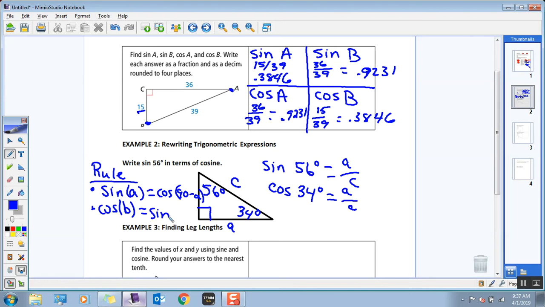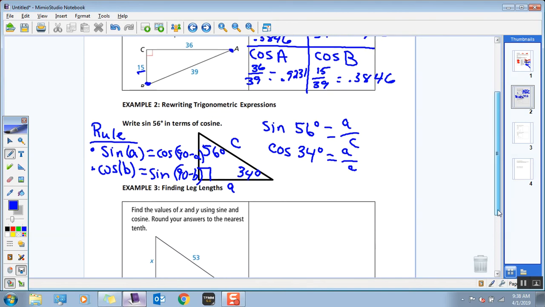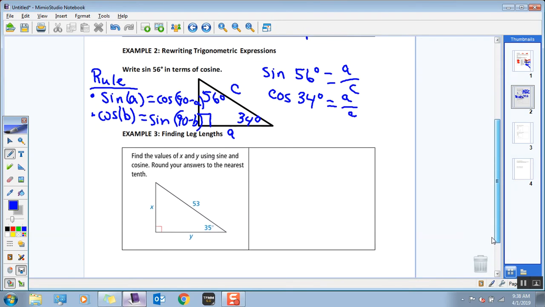90 minus what? All right, so I think you get that. So again, if I say something like cosine of 85 degrees, that's the same as a sine of 5 degrees. Okay, you've got that. All right, any questions about that?